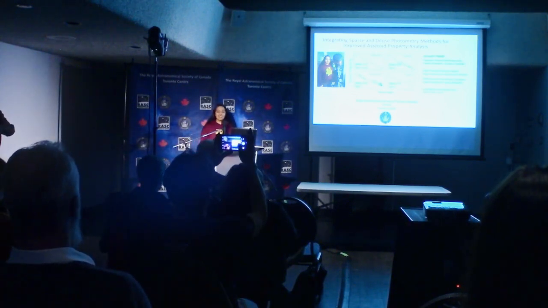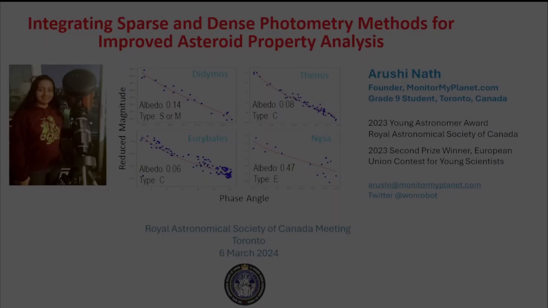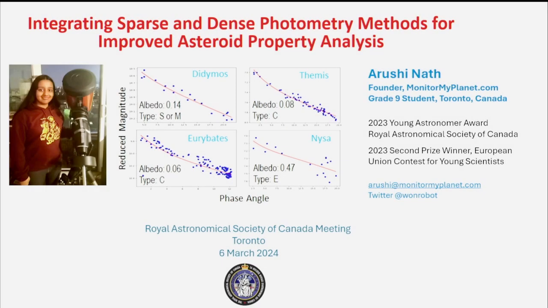Thank you. Hello, everyone. It's great to be back in person at the Ontario Science Centre. My name is Arushi, and I'm a grade 9 student. Today, I'll be talking about a project I made where I combined sparse photometry with dense photometry to learn more about asteroids.